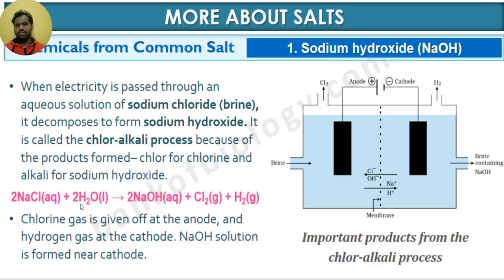2NaCl plus 2H2O is the reaction. When current is passed, 2NaOH plus Cl2 plus H2 is formed. Cl2 goes from the anode, H2 gas goes at the cathode, and 2NaOH is the sodium hydroxide solution. Chlorine gas is given off at the anode and hydrogen gas at the cathode. NaOH solution is formed near the cathode.